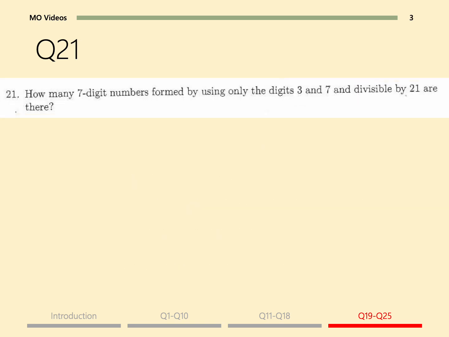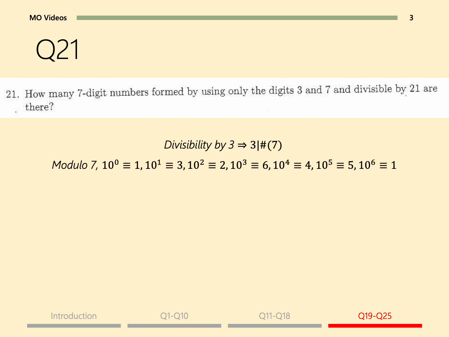In question 21, we are tasked with being meticulous. Firstly, since 21 is equal to 7 times 3, where 7 and 3 are coprime, the Chinese remainder theorem allows us to study the divisibility of the number by 7 and 3 separately. Starting with the divisibility by 3, this just gives us the fact that the number of 7s in our number is divisible by 3. Next, to study the divisibility of the number by 7, we first need to compute the remainders that the relevant powers of 10 give upon division by 7.